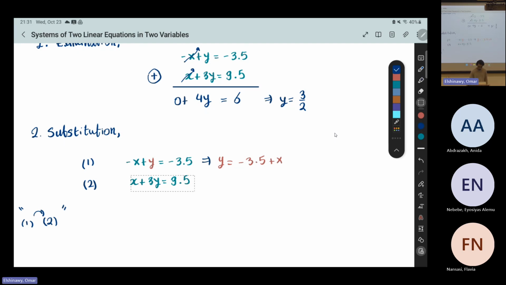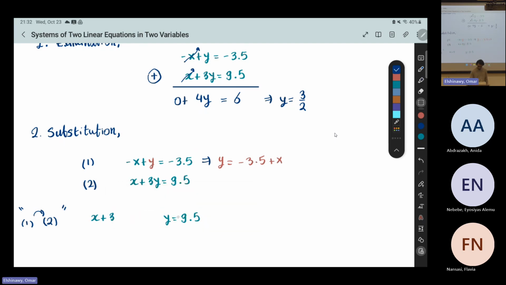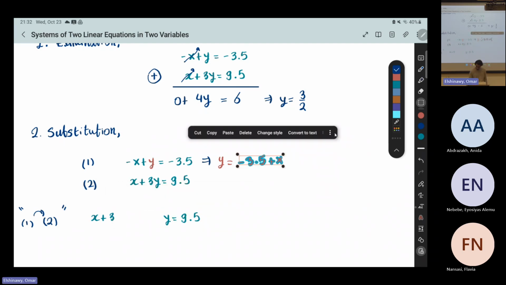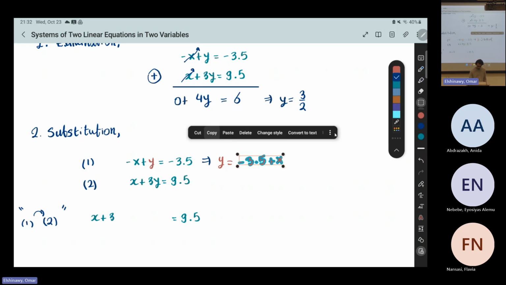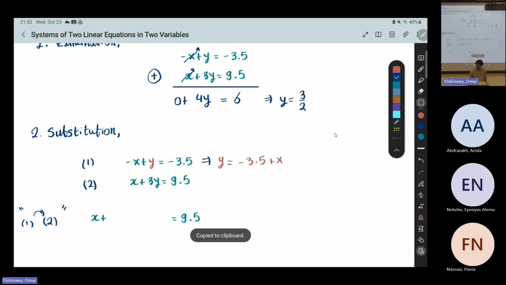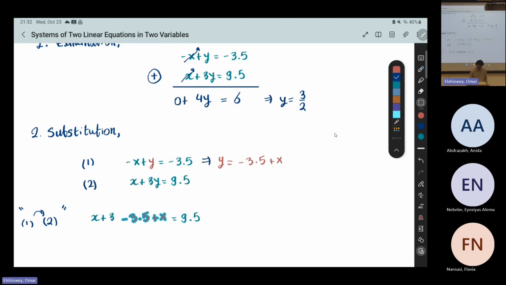Effectively, what I would like to do is the following. I would replace the y that I have here with the equivalent expression. So this is 3 times y. I would remove the y and put minus 3.5 plus x instead. Don't forget the brackets. And now we have an equation in one variable.